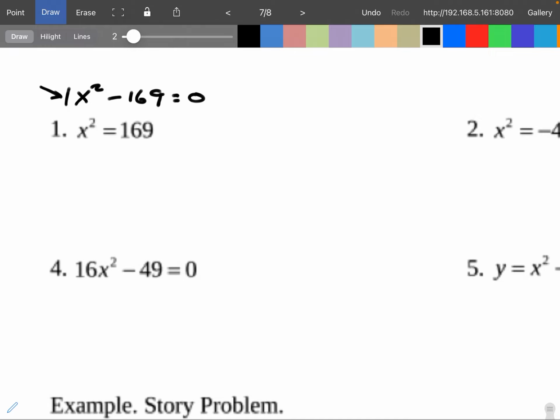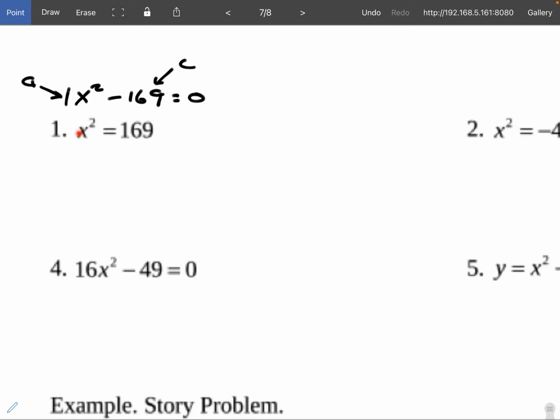A would be 1. So that would still be A right here. And C would be a negative 169. But there is no B. B is 0. There is no number in front of x to the first power. So when you just have A and C, the first step will be to get the variable that's squared all by itself, which they've already done right here. And then just put the number on the other side. Then all you have to do to finish is take the square root of both sides.